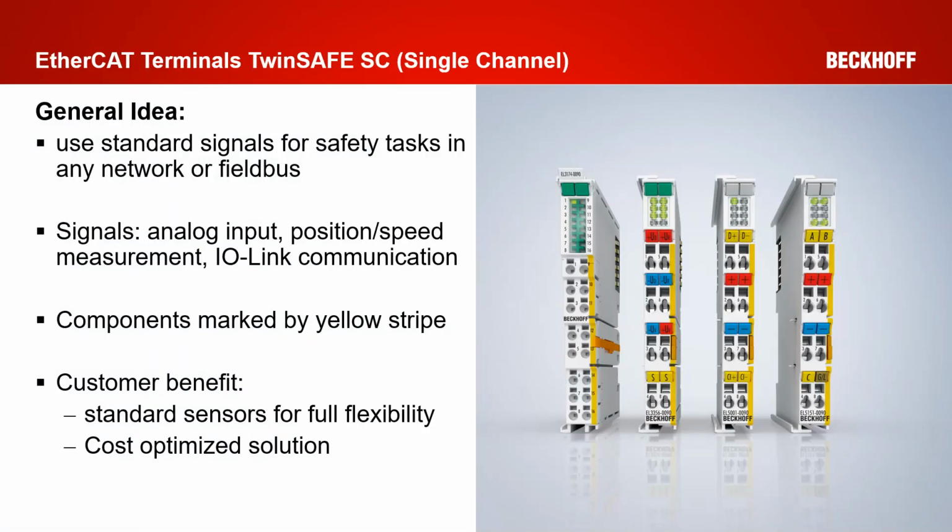The main idea here is to use standard signals and make them suitable for safety tasks. If we are talking about standard signals, we mean, for example, an analog input, 4 to 20 milliamp, 0 up to 10 volts, but also temperature measurement, position and speed measurement with incremental or absolute encoders, and also their link communications are part of our products.